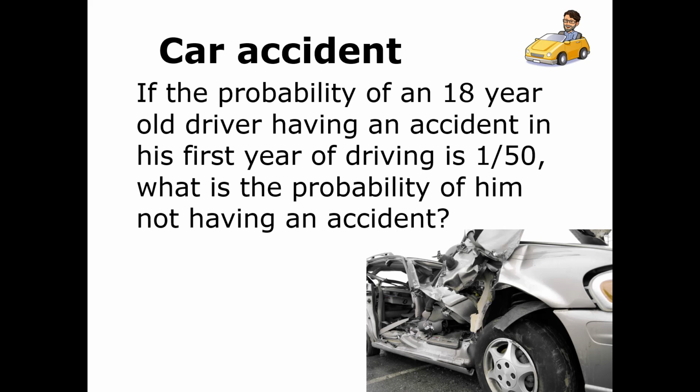If the probability of an 18-year-old driver having an accident in his first year of driving is 1 out of 50, what's the probability of him not having an accident? Again, pause the video until you've got your answer. So we've got to take away 1/50 from 1, and 1 whole is 50/50. 50/50 take away 1/50 is 49/50. So an 18-year-old has got a 49 out of 50 chance of not having an accident.